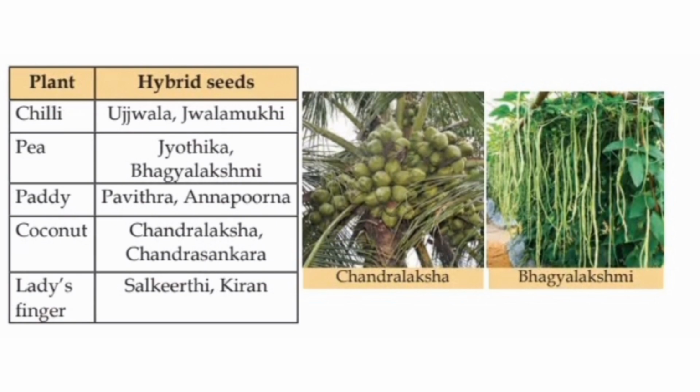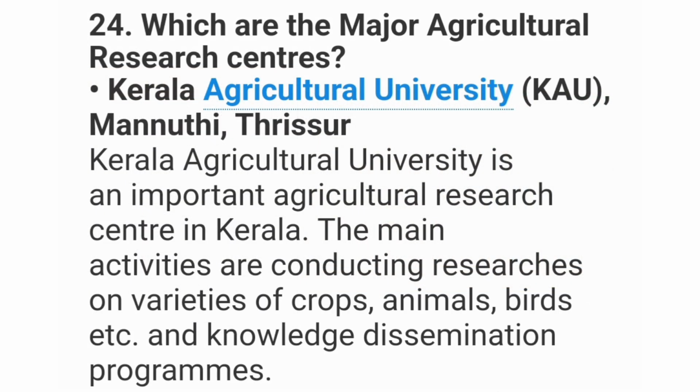Sal Keerthi, Kiran. Question number 24. Which are the major agriculture research centers? Kerala Agricultural University, Mannuthy, Thrissur.